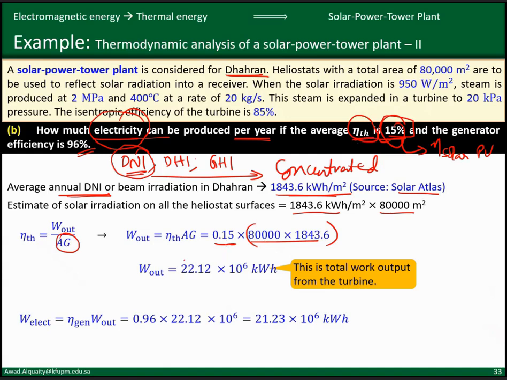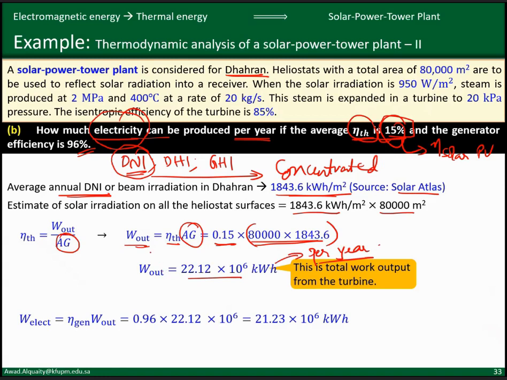So the work output of the turbine is simply thermal efficiency times the energy that is reaching the solar tower plant. When you do the math, 15% times the total solar radiation reaching the heliostat surfaces, we get 22.12 times 10 to the power 6 kilowatt hours. This is the total amount of work output from the turbine on an annual basis. It's not per day, but per year.